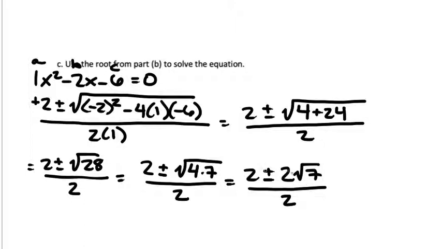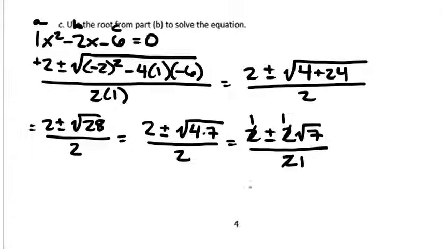And now, looking at the three numbers, they're all 2's, so they all can be divided by 2, which means I can change them all to 1. Now, when I'm writing this, this 1 I need here. I don't need the 1 in front of the square root of 7 because 1 times anything is itself, and I don't need the 1 in the denominator because anything divided by 1 is itself. So this would be my answer, 1 plus or minus square root of 7.